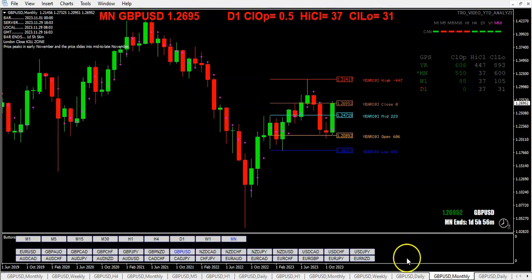And you can see that this month we came back down. We just about touched that yearly open. We had a low of 1.20951, so it looks like we missed it by about 6 pips. And then we shot back up.